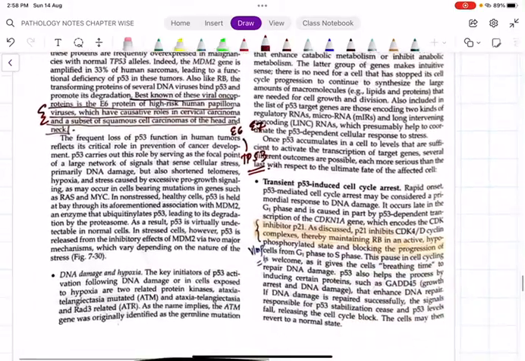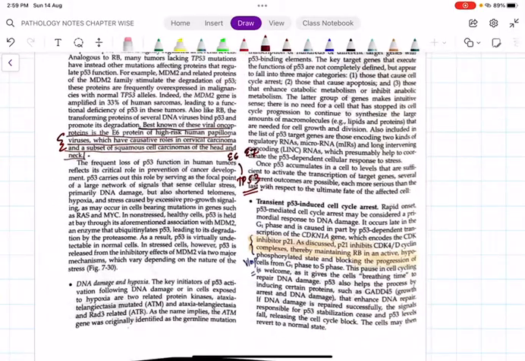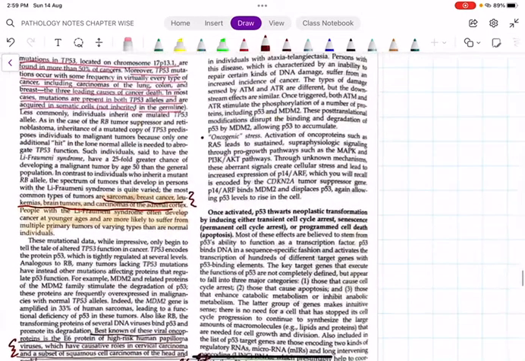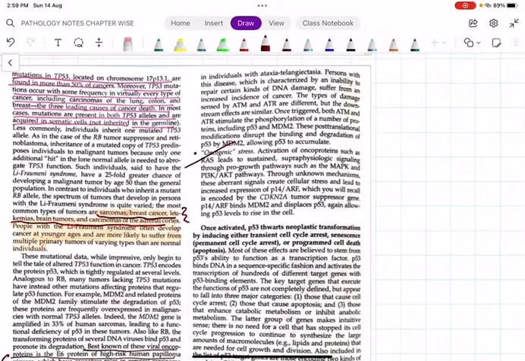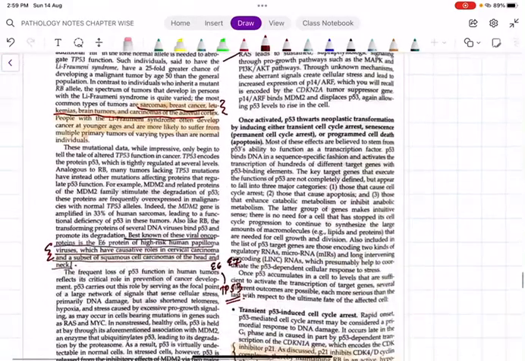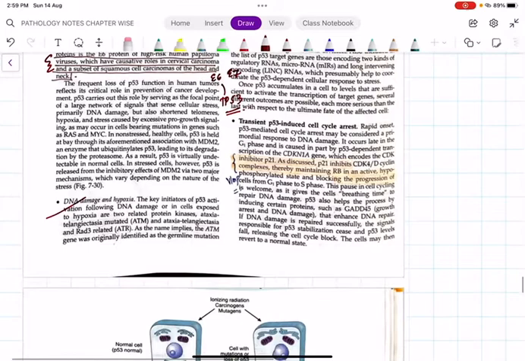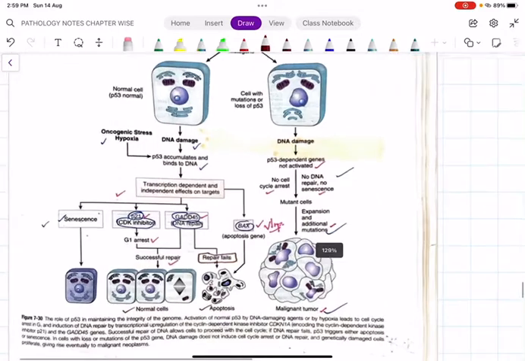Then what are the mechanisms by which P53 acts as a guardian of the genome? Number one, it responds to DNA damage and hypoxia. Then it also responds to oncogenic stress. When this mechanism does not happen, the cell cycle undergoes progression. It will also cause transient P53-induced cell cycle arrest. So this is what you are going to explain, and this is how the mechanism works.